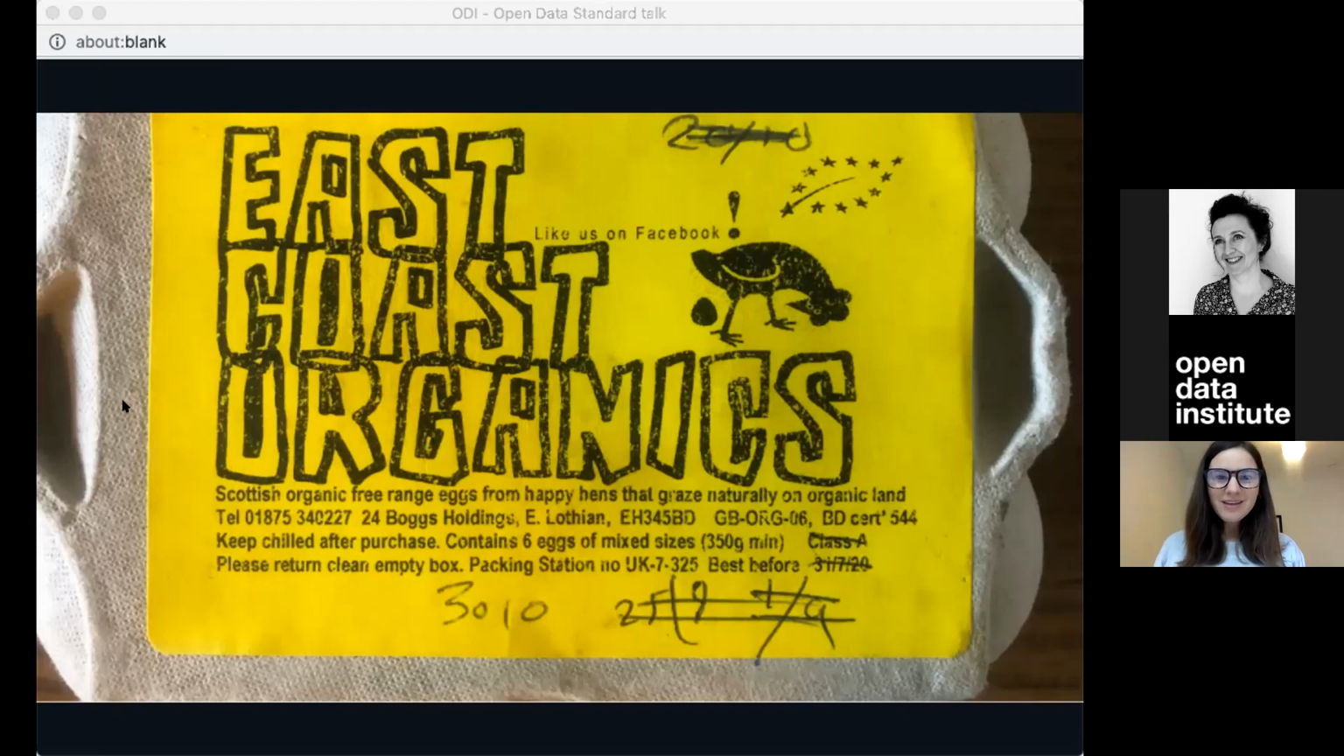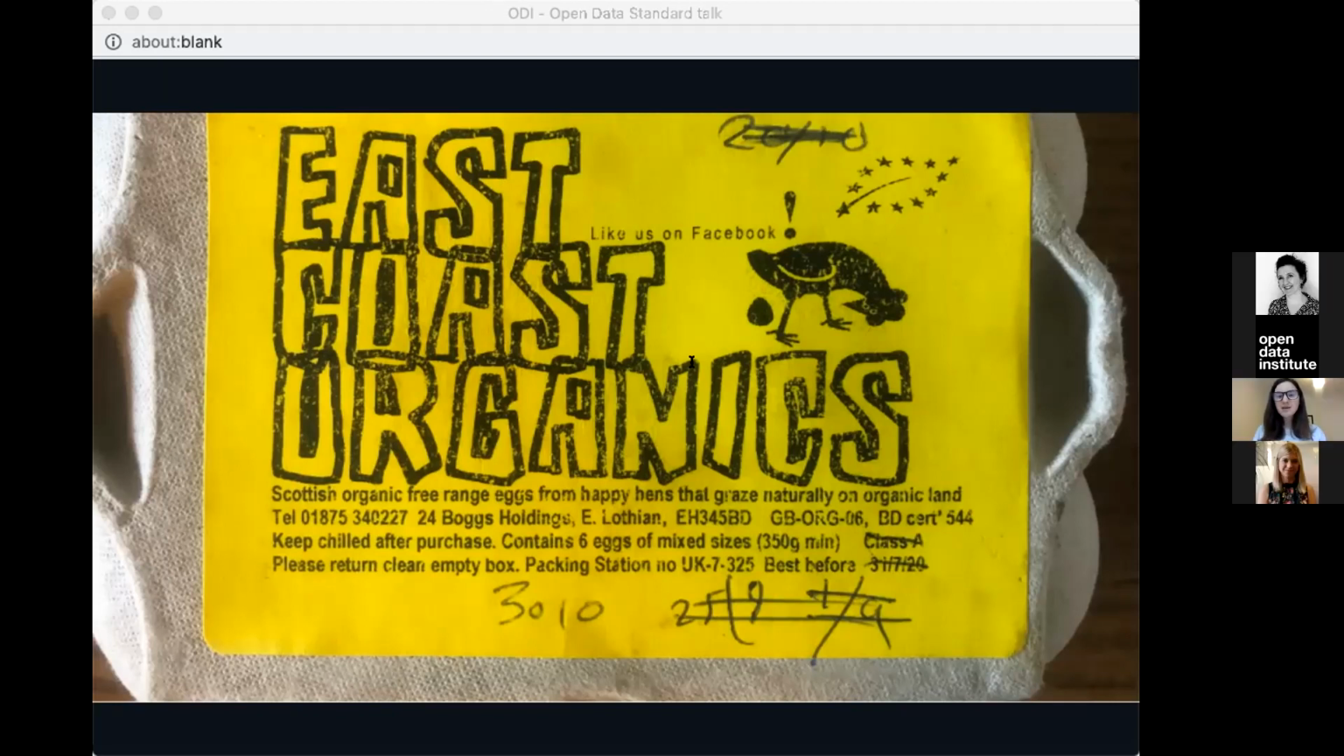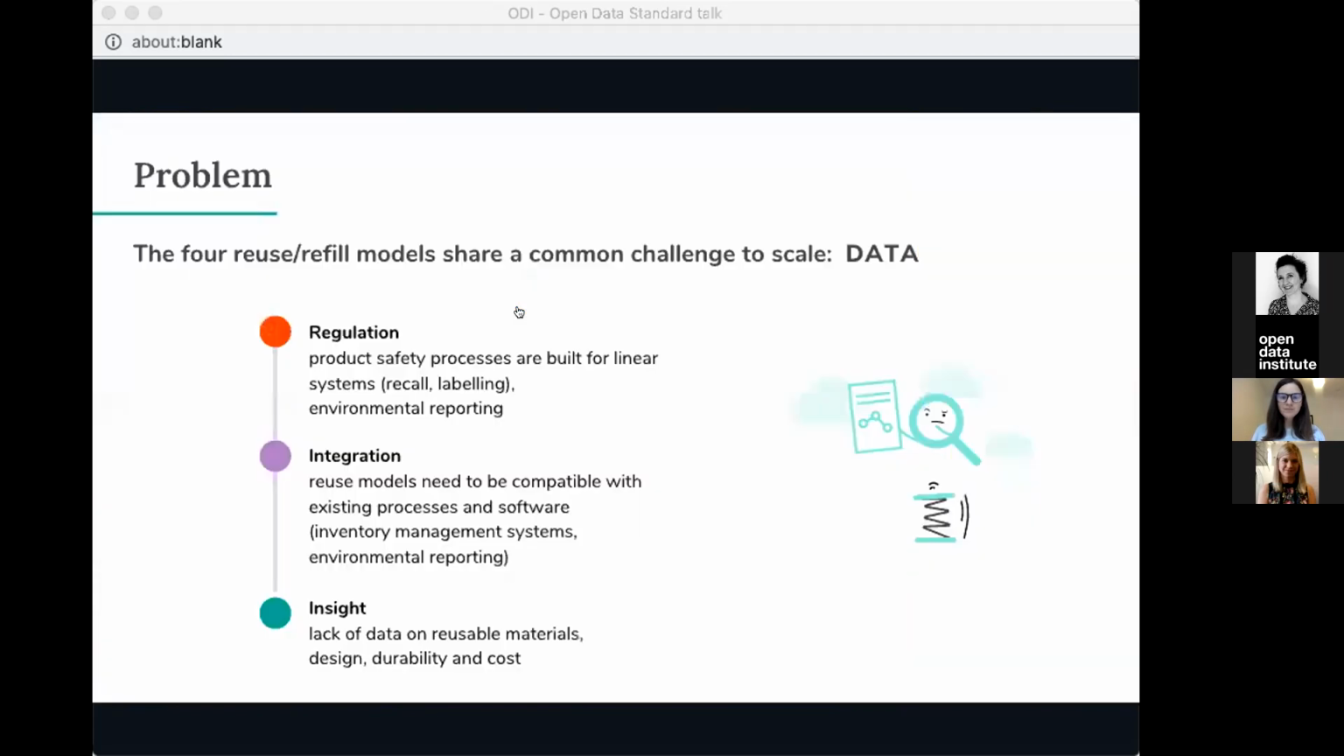So as you can see, someone has reused it. And I think this image is great because it sums up the reason why big brands are really scared about how to make this scale and how they can make this work.